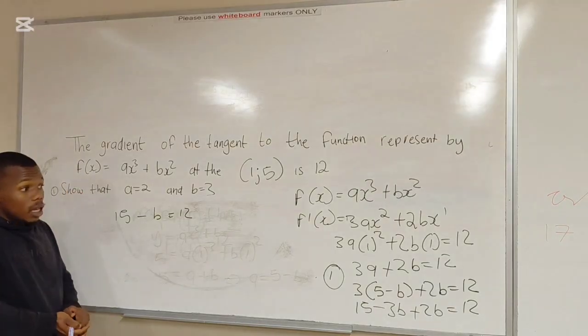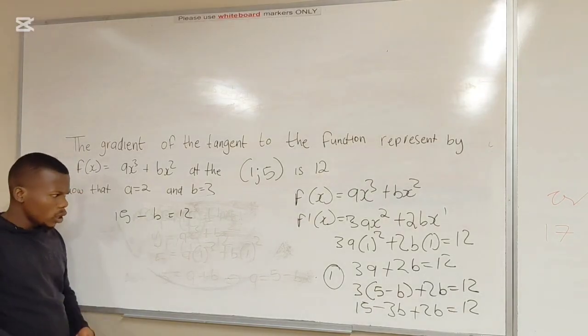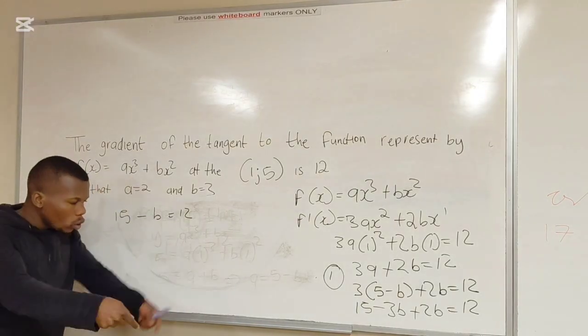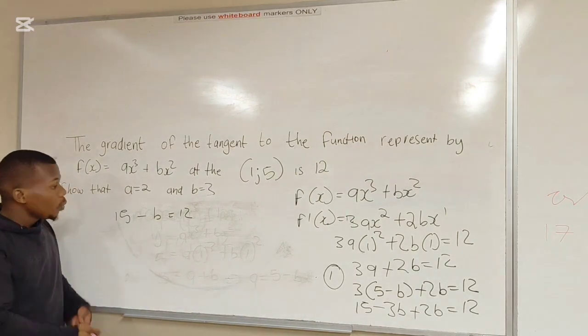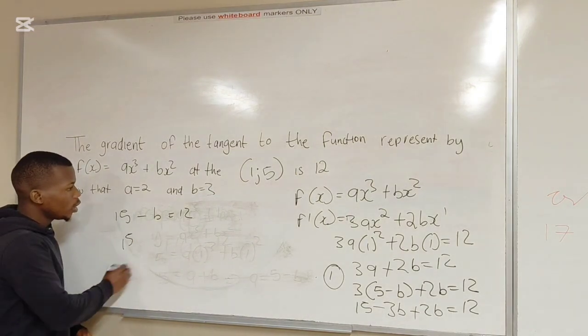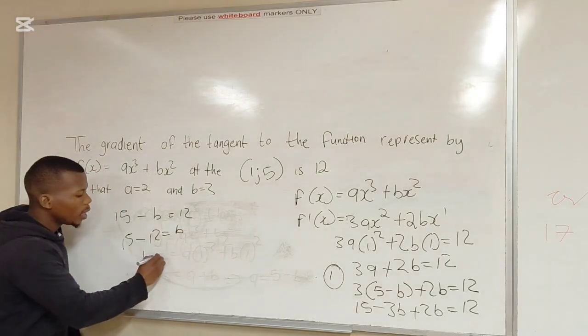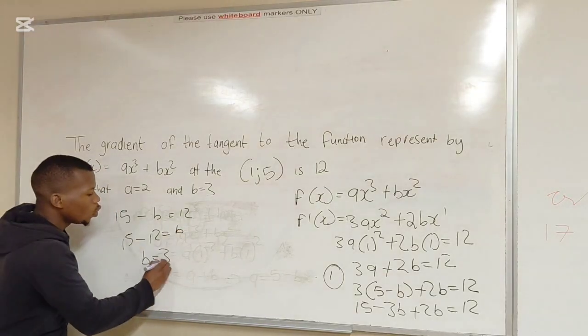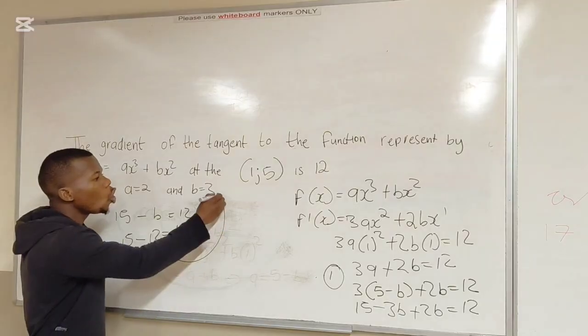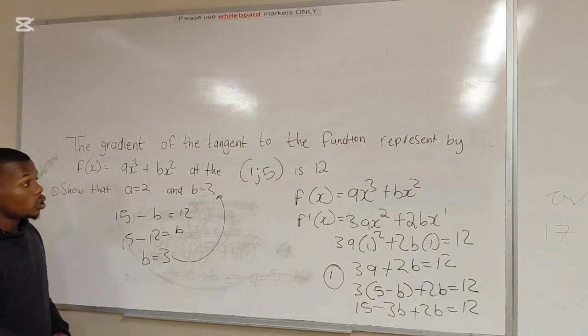Here I must calculate the value. What is the unknown in this equation? Is b, meaning the goal is to calculate the value of b. This will be 15 minus 12 is equals to positive b. In other words, my b is equal to 15 minus 12, which is equals to 3. We have shown that the value of b is equals to 3.